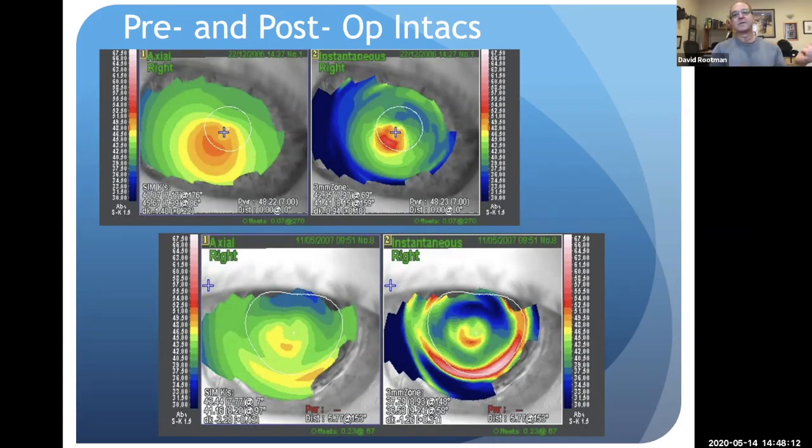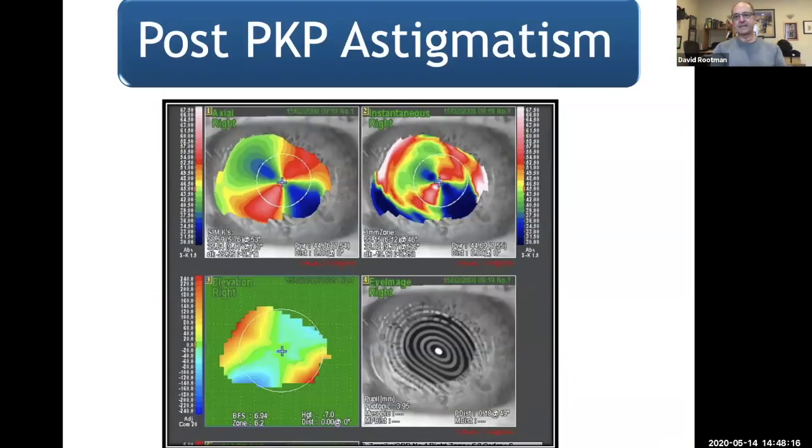And of course, I learned the lesson the hard way by doing Intacs on keratoconus that was fairly far advanced when I first started doing Intacs, and then realizing that it's not of any great benefit.